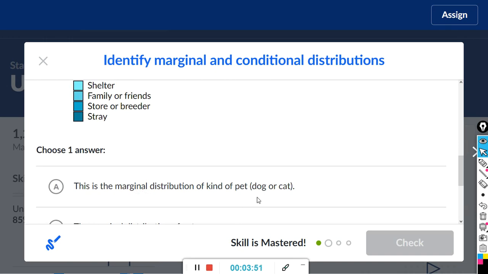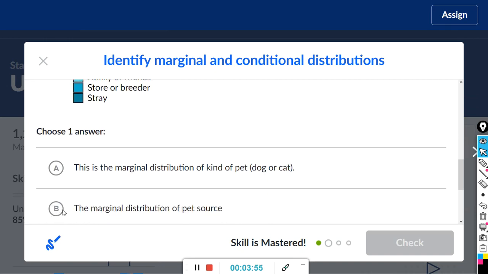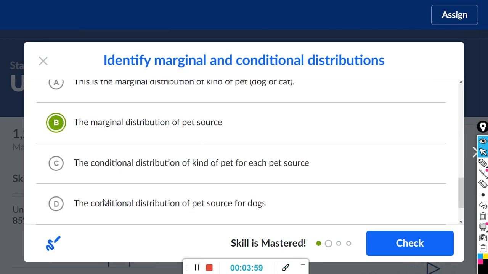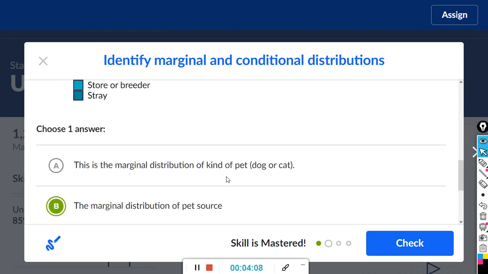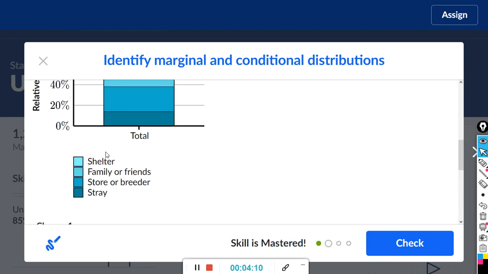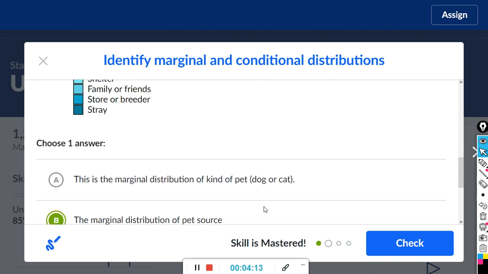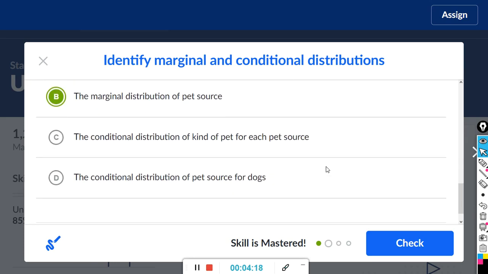A says marginal, but that's for kind of pets. That's not it. B says marginal of pet source, so that's it. C and D are conditional, but they're not correct, you can tell, because C says kind of pet. These have nothing to do with the kind of pet. And D says pet source for dogs. Well, these are not limited to dogs. So I know it's answer B.